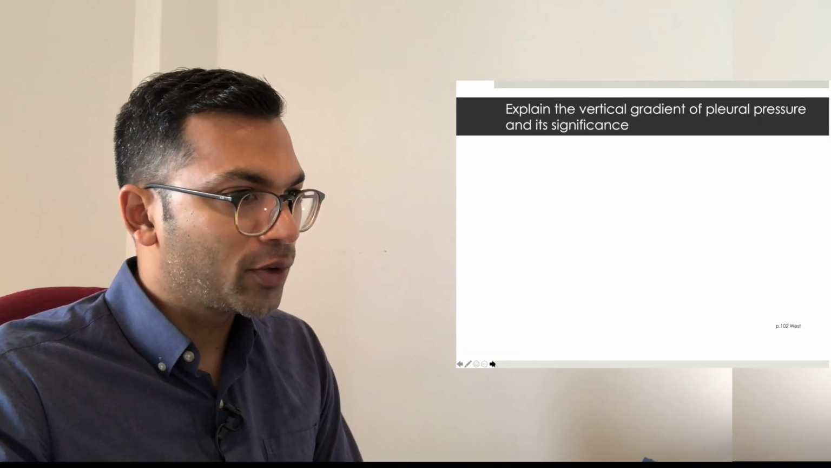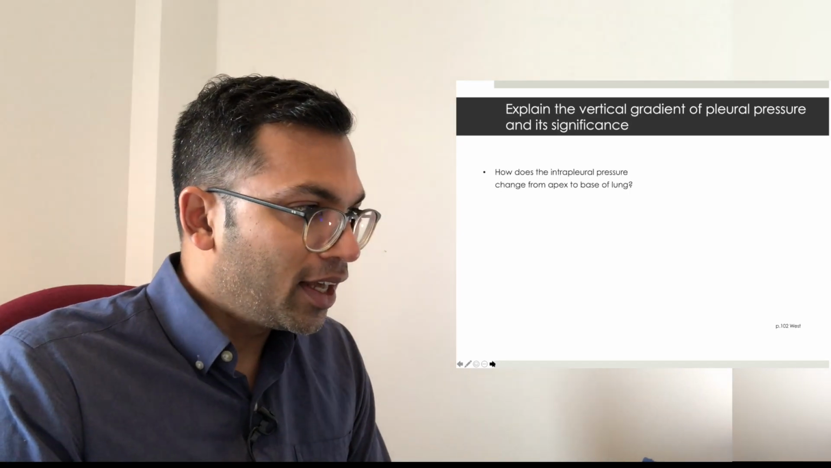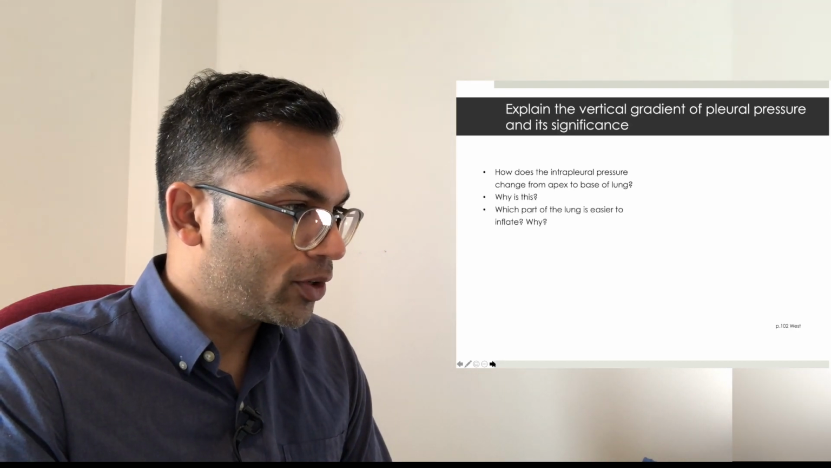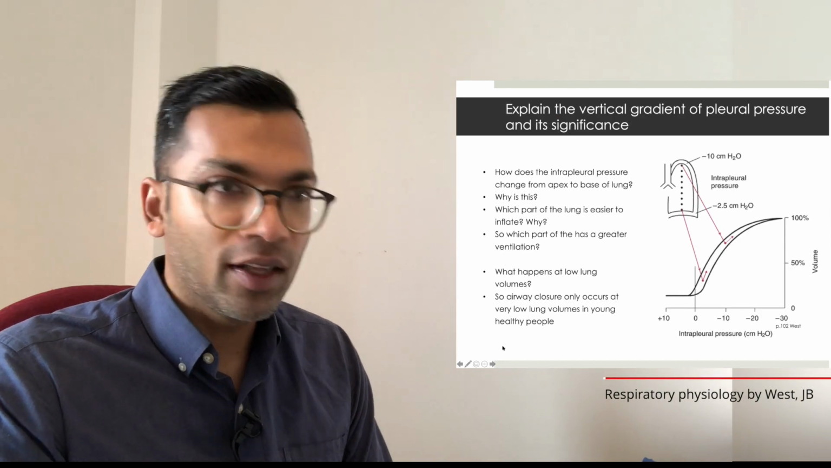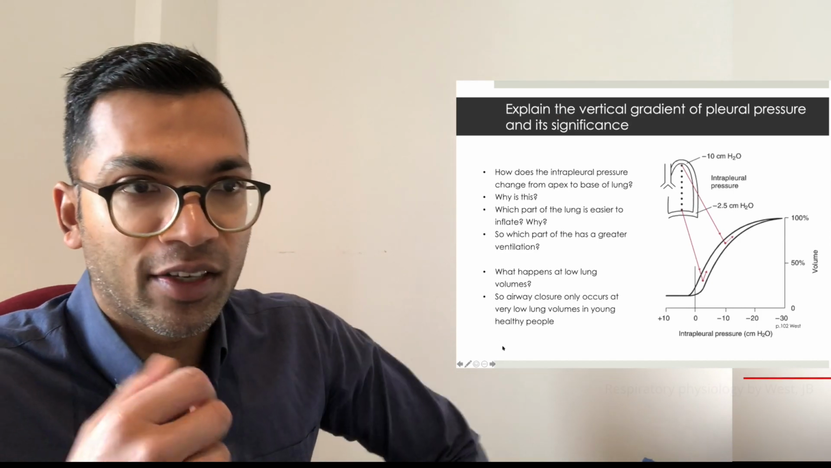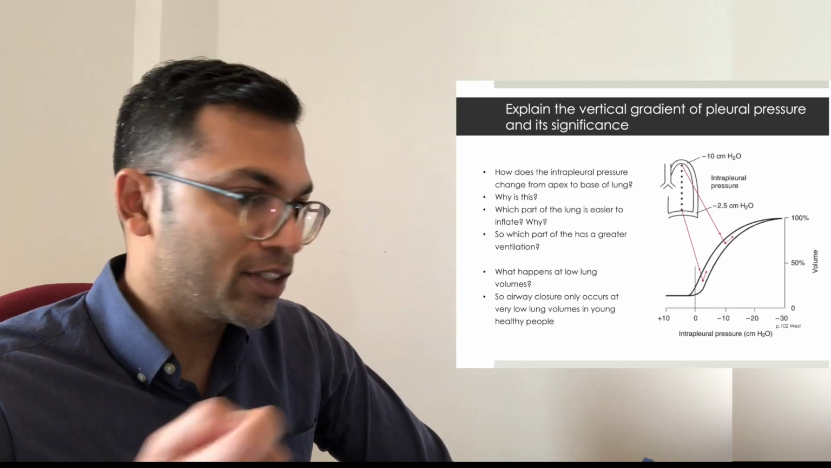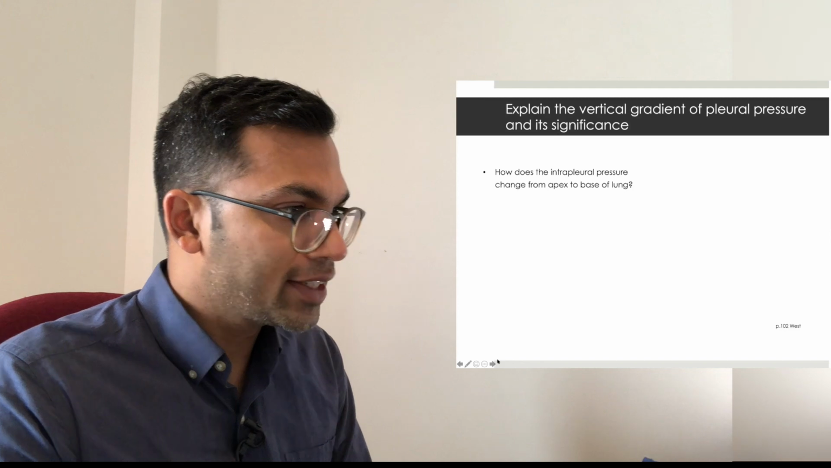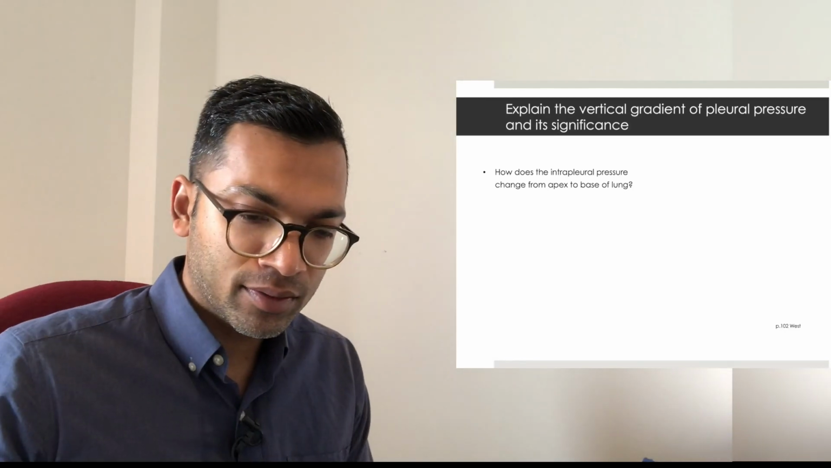Explain the vertical gradient of pleural pressure and its significance. So here are a few more questions, and again I'll get people to just write down some answers. I really want everyone to have as much of a go actively stating or writing out answers. Catherine, what do you reckon? How does the intrapleural pressure change from apex to base of the lung?